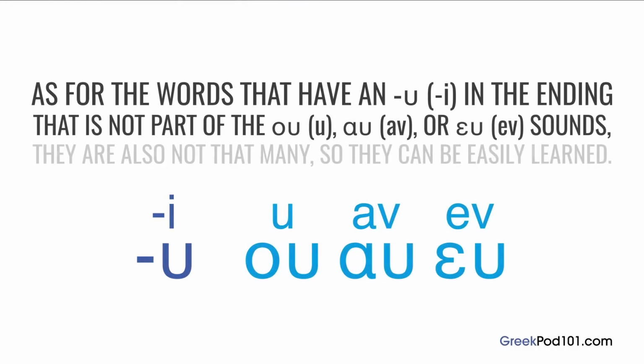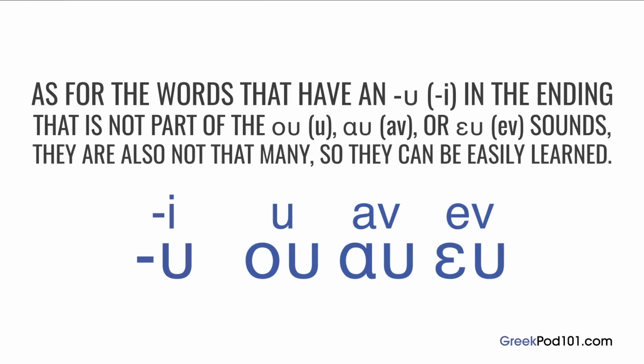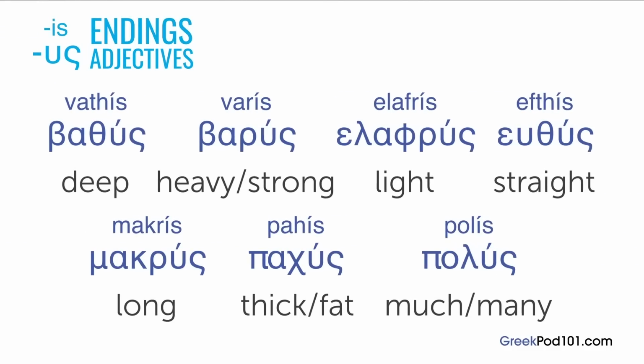As for the words that have an epsilon in the ending that is not part of the u, av, or ev sounds, they are also not that many, so they can be easily learned. The most common ones are the is ending adjectives like βαθύς, deep, βαρύς, heavy or strong, ελαφρύς, light, ευθύς, straight, μακρύς, long, παχύς, thick or fat, and polis, much or many, among others.